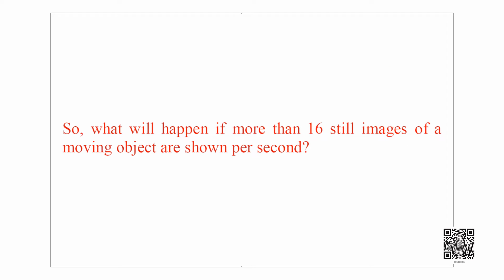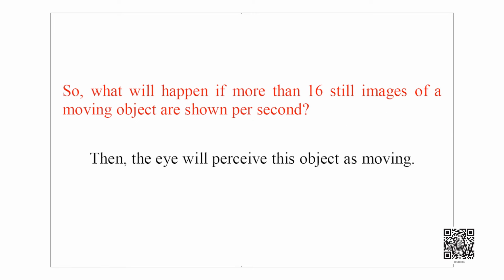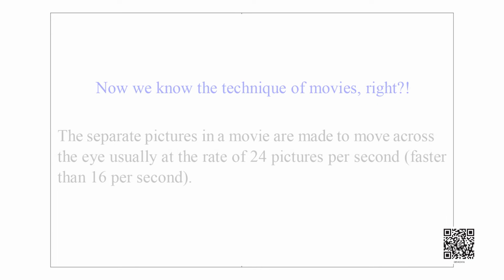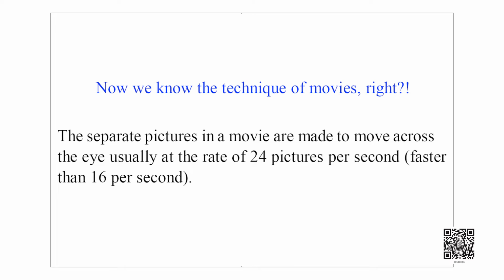So, what will happen if more than 16 still images of a moving object are shown per second? Then the eye will perceive this object as moving. So, this is the technique behind movies and videos. The separate pictures in a movie, or frames as we call them, are made to move across the eye usually at a rate of 24 frames per second or 30 frames per second. We even have videos which are up to 60 frames per second. So, this is how we see a moving picture.